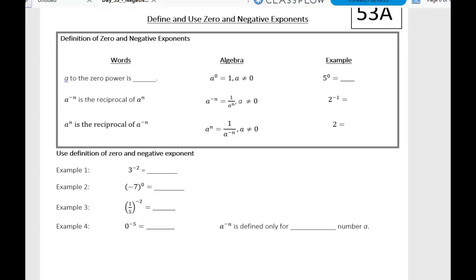Hey guys, welcome back. Today is day 53 and it's our third day of learning about the properties of exponents. So today we're going to talk about negative exponents and zero exponents.